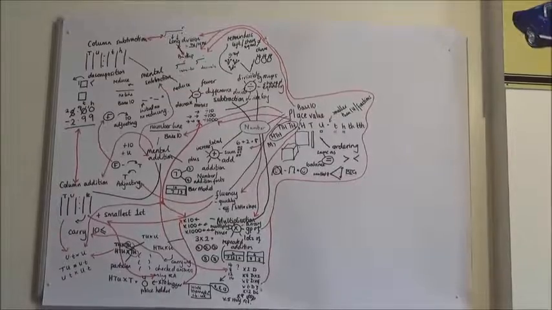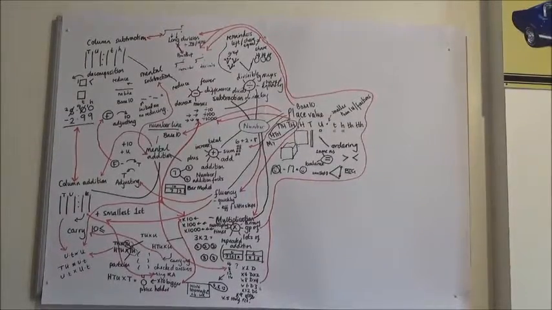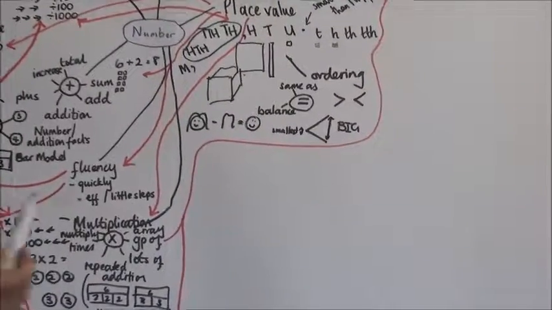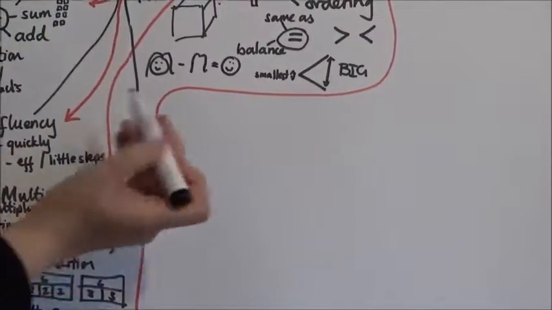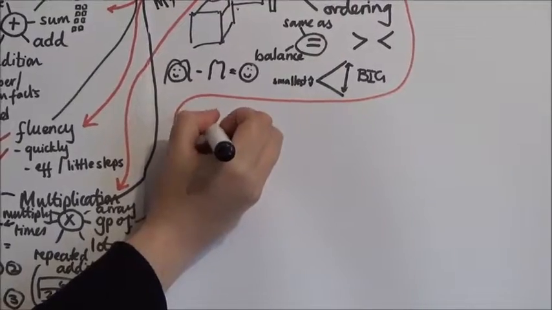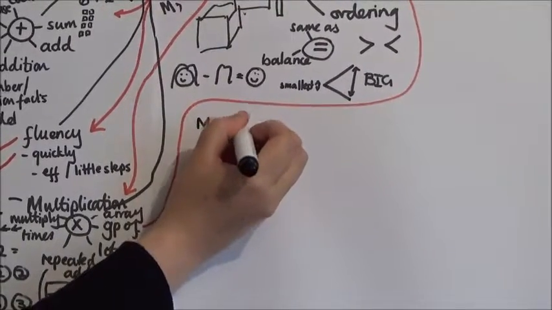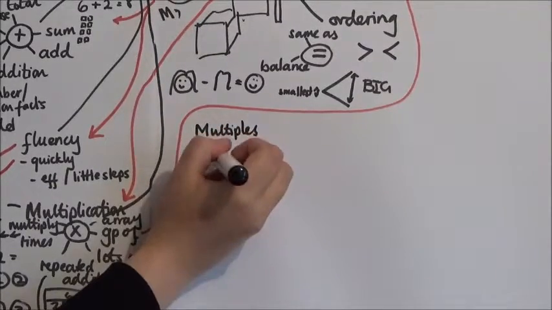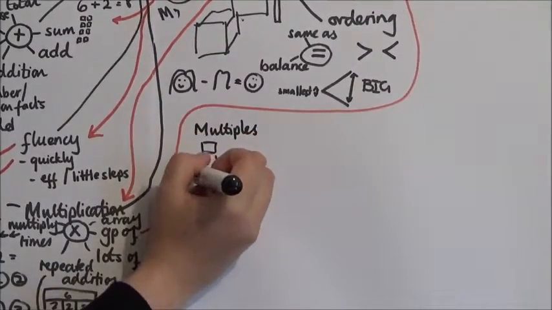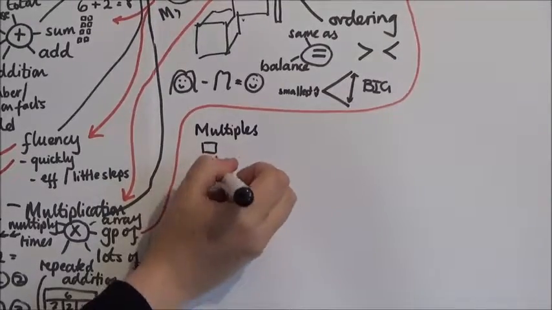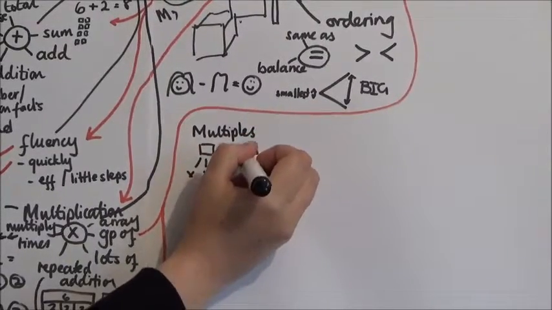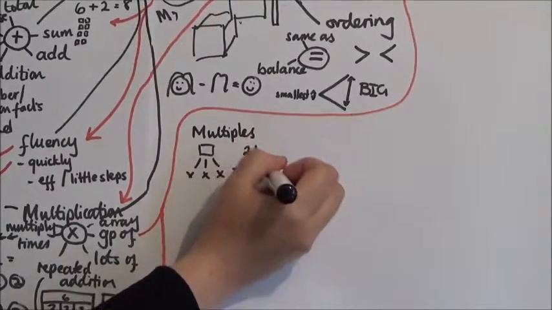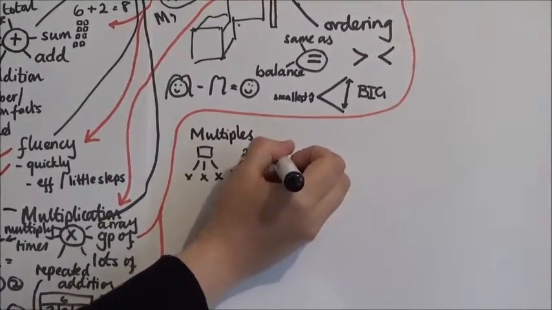So we're going to put multiples and prime numbers on our number mind map. So we're going to start moving ourselves towards this area here. I'm going to put multiples. Multiples are numbers that are in certain times tables. So we know that 21 is a multiple of 3, it's a multiple of 7, it's a multiple of 1, it's a multiple of 21.